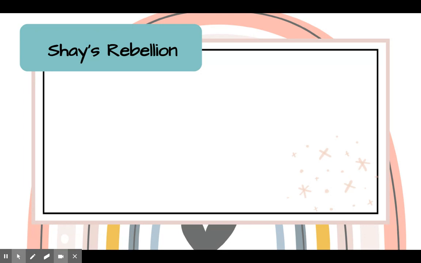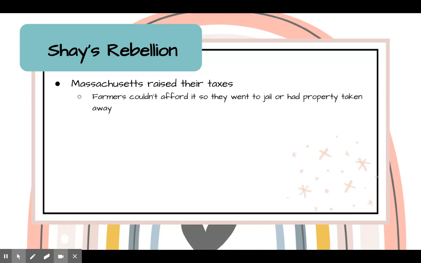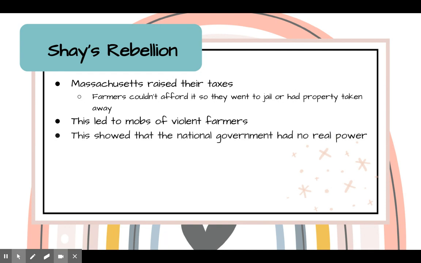So then something called the Shays Rebellion happened. So Massachusetts decided to raise their taxes. Farmers were not pleased. They couldn't afford it, and if they couldn't afford the taxes, they went to jail or had their property taken away, which is not good. This led to mobs of violent farmers because Massachusetts is raising their taxes, but the other states aren't. And it also showed that the national government had no real power to intervene in the mob of violent farmers.